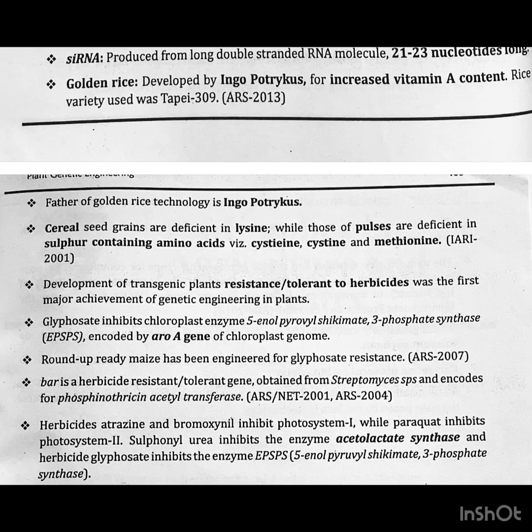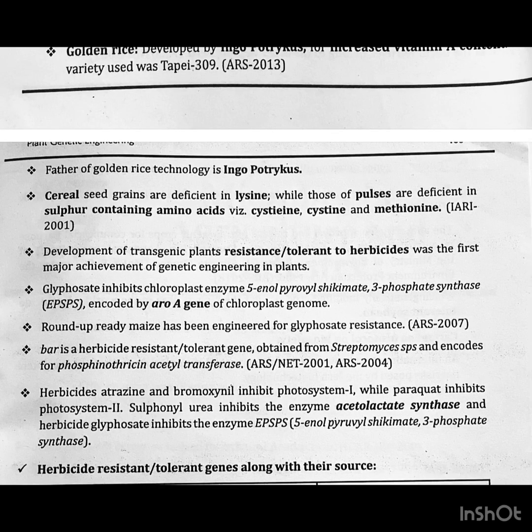ARS 2007 question: BAR is a herbicide tolerance gene obtained from Streptomyces species and encodes phosphinothricin acetyl transferase, that is the PAT. Question asked in ARS NET 2001 and 2004: Herbicides atrazine and bromoxynil inhibit photosystem 2, while paraquat inhibits photosystem 1. Sulfonylurea inhibits the enzyme acetolactate synthase, and herbicide glyphosate inhibits the enzyme EPSPS.